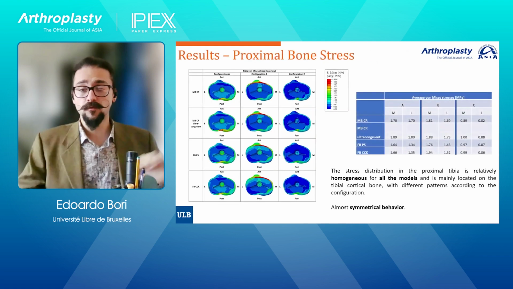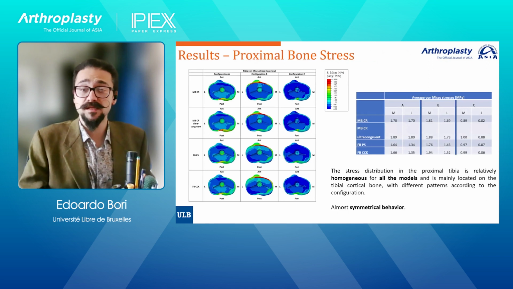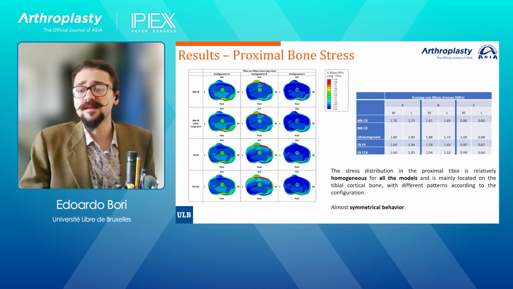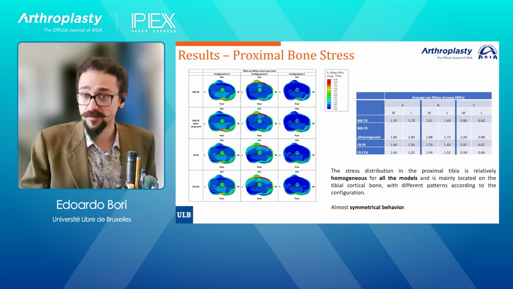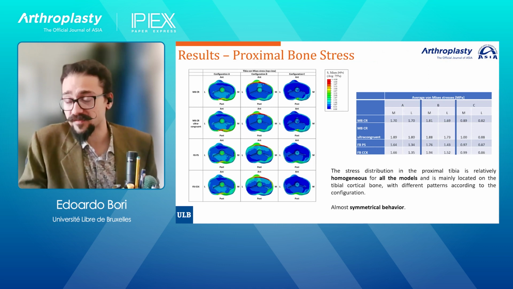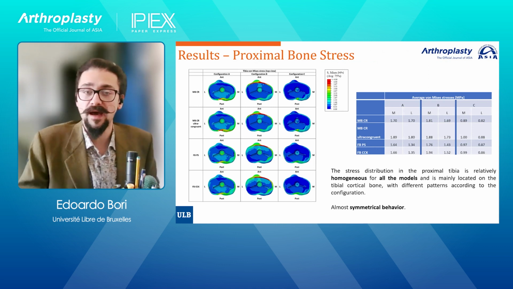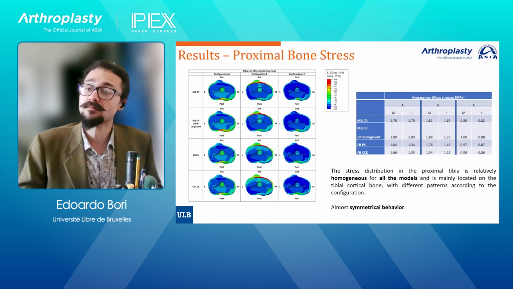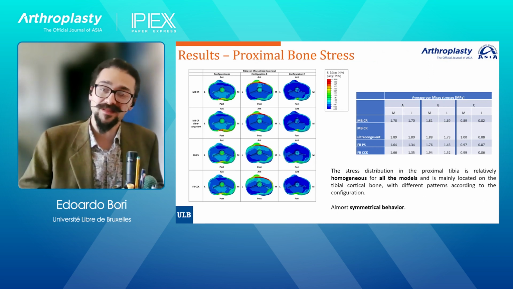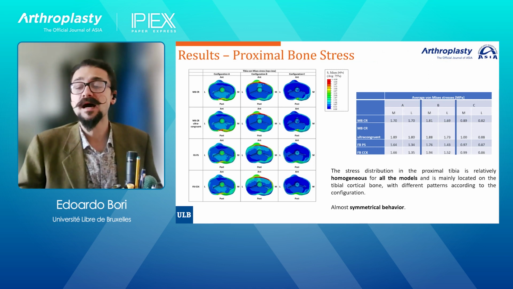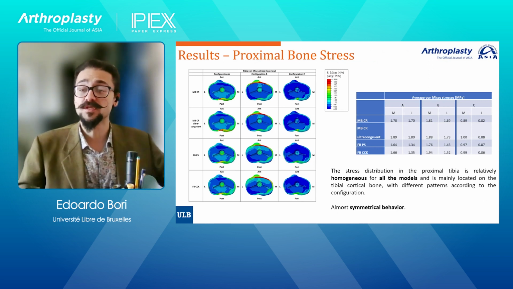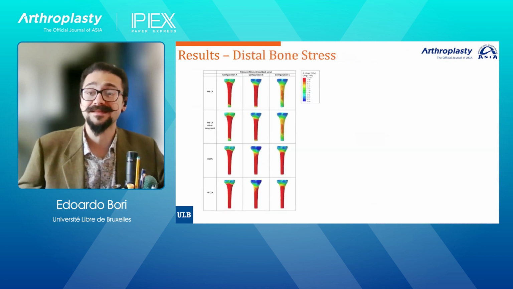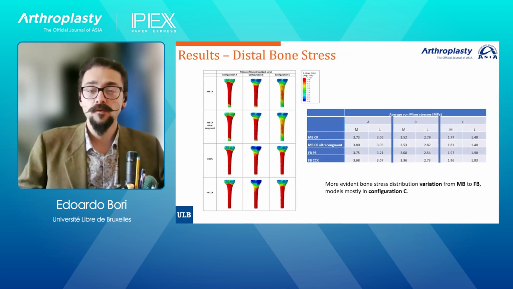Checking then on the bone, we can see that the distribution is fairly homogeneous among all the TKA models addressed, and it's mainly located in the cortical bone. Of course, we're going to have different patterns according to the boundary condition we applied, but it's consistent, and we can see that the behavior is almost symmetrical. So the distribution between the lateral and the medial stresses is similar regardless of which is the implant and which is the boundary condition.